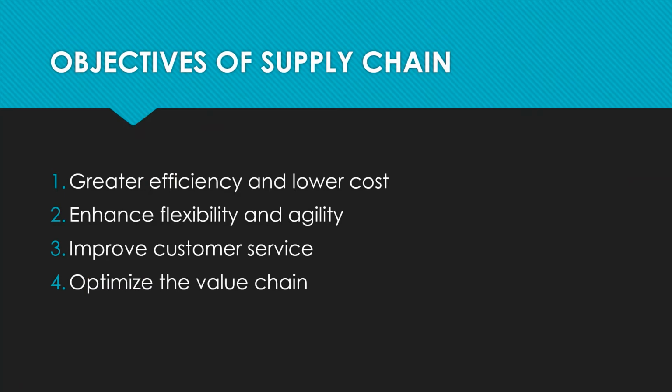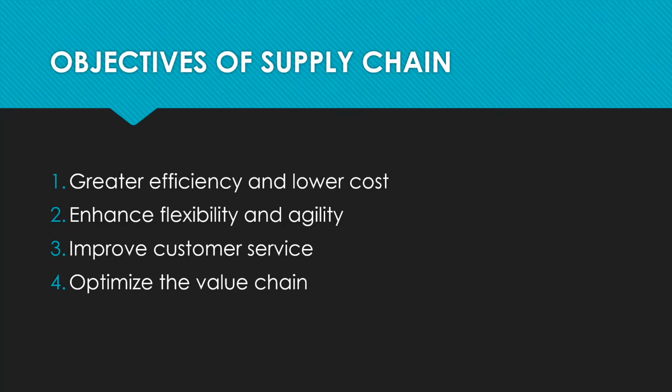Supply chain is having a greater efficiency and lower cost. If you follow the process sequentially, and it's a sequence of processes, and if you follow it properly, obviously it is going to reduce your cost. And it is also effective in nature.